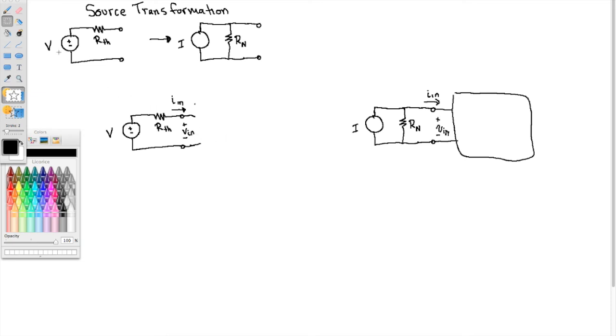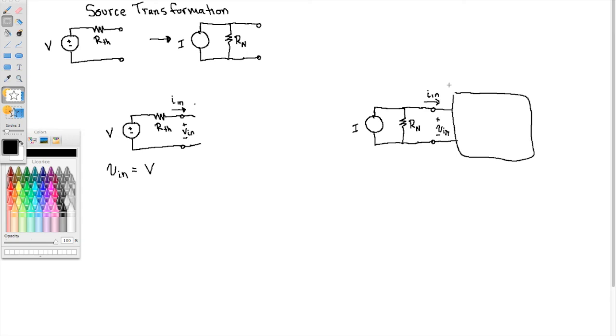If this is an open circuit, then the voltage Vin is equal to V. That must be true because In would be 0, and there's no voltage drop across that resistor. If there's no drop, then the voltage here, which is V, must be the voltage here, which is Vin, so this must be true.